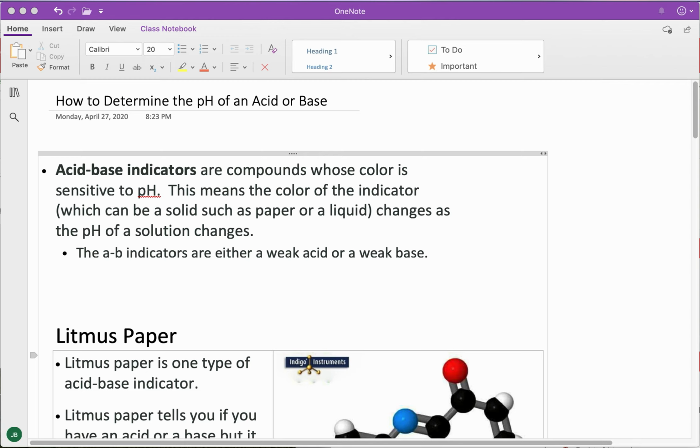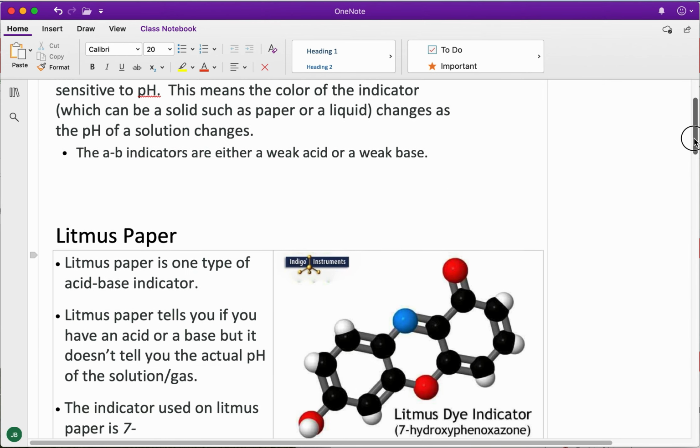So acid-base indicators are compounds whose color is sensitive to pH. This means that the color of the indicator, and the indicator can be a solid, such as a paper, or it can be a liquid, changes as the pH of the solution changes. These acid-base indicators are either a weak acid or a weak base.